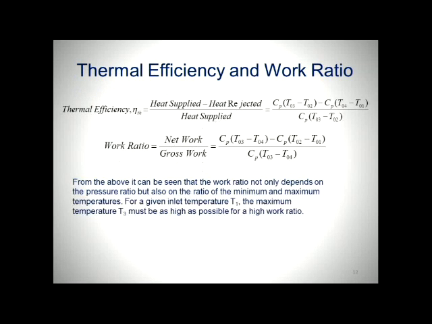Right, so thermal efficiency then. This is pretty generic. It's work out divided by heat supplied, so heat supplied minus heat rejected, over heat supplied. And work ratio here is net work divided by gross work. These are pretty standard things; they don't just apply to gas turbines. I don't like using this term work ratio, I don't think it has any function, but other people like to use it, so I'm fine.